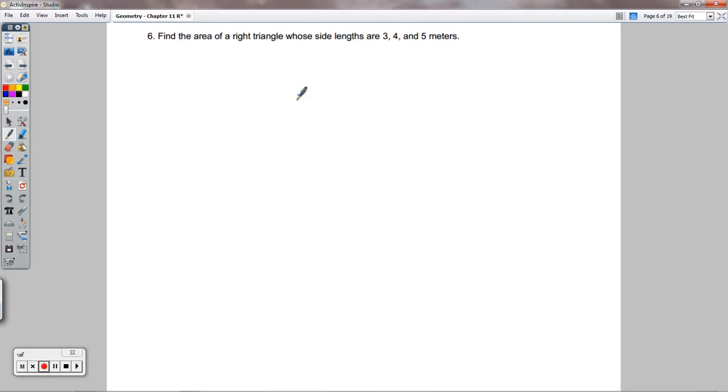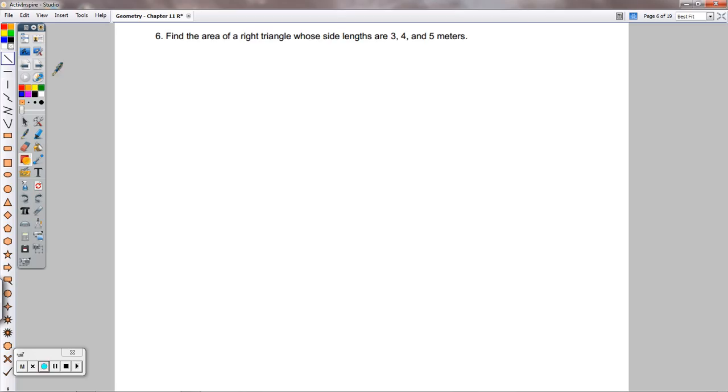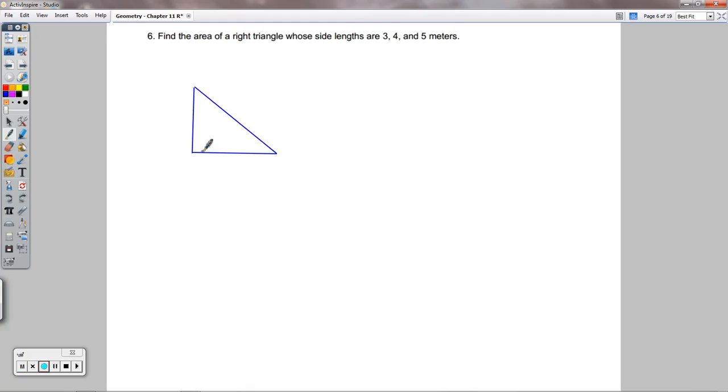Number 6, find the area of a right triangle whose side lengths are 3, 4, and 5 meters. So I'm going to try to draw a right triangle relatively to scale. So I'll say that's about 3, 4, and 5 for that part. It's a right triangle, so that's going to be my right angle. 3 meters here, 4 meters here, 5 meters here.